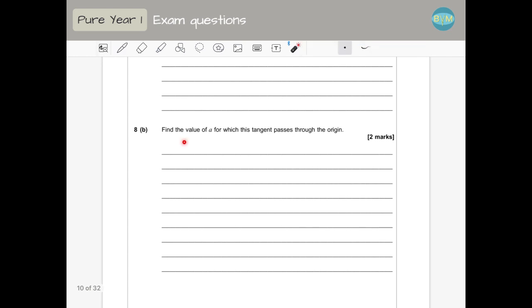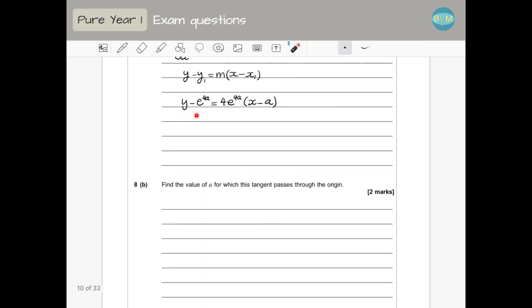Find the value of a for which this tangent passes through the origin. So we have this straight line and we want to find a, so the line passes through the origin. If it passes through the origin, that means that when x is 0, y is going to be 0. So we are just going to substitute in the line and we have to find a.